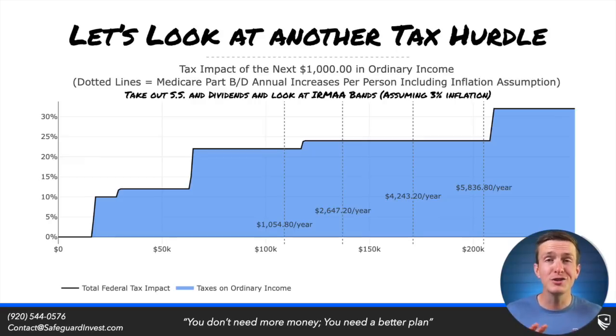Nonetheless, knowing where these zones are and avoiding them or pushing through them is extremely important. The last thing you want is to be $50 over a threshold zone, and then you owe an extra $1,500 in Medicare costs for just that extra $50 of income.